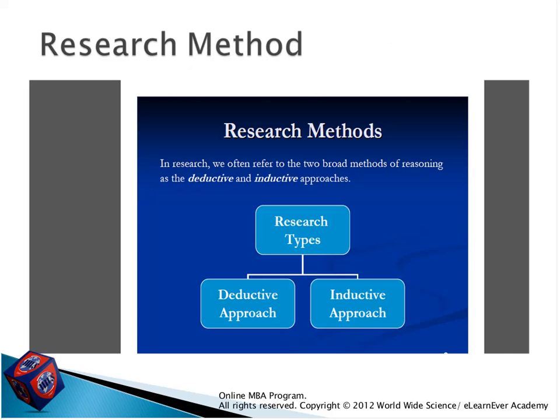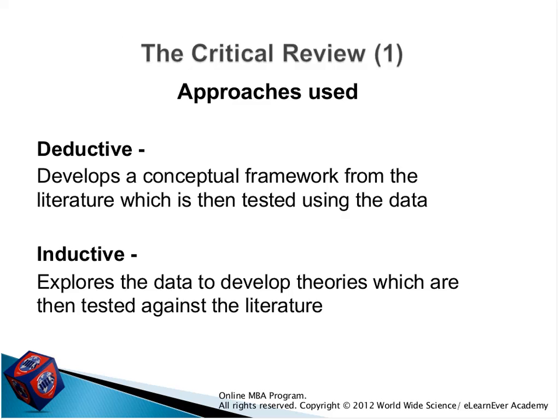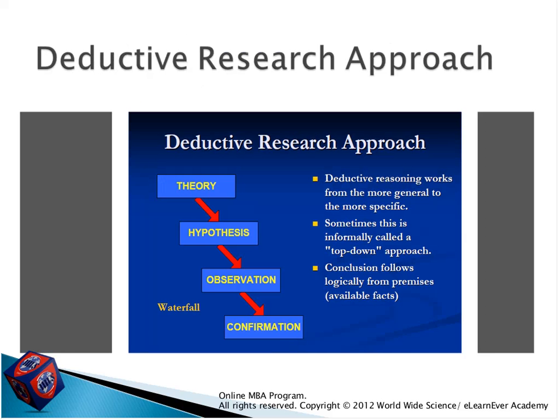So this is the whole idea that research type divides into deductive and inductive, okay? Now with the detail, as I told you in this slide, deductive develops a conceptual framework from literature, which is then tested using the data. It means first you have literature, then you test the hypothesis with your data. But in inductive, they explore the data to develop theories which are then tested against the literature. So if you want to see the picture, it's much clearer.